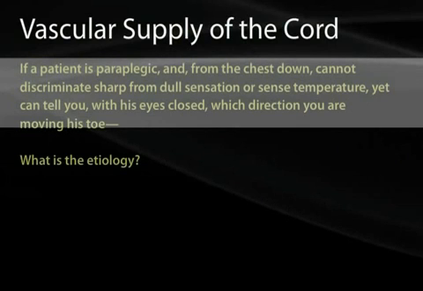If a patient is paraplegic and from the chest down cannot discriminate sharp from dull sensation or temperature, but he can tell you with his eyes closed which direction you are moving his toe, that means he has intact conscious proprioception, but everything else is damaged. The one thing that is spared is his dorsal columns. So what could do this? Well, an anterior spinal artery infarct can damage everything but the dorsal columns, and that would explain this person's syndrome.